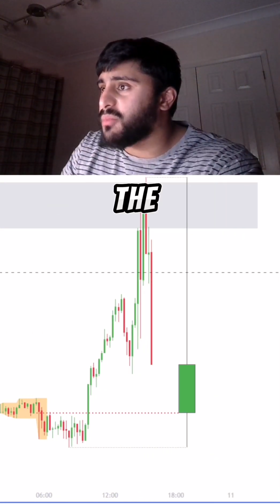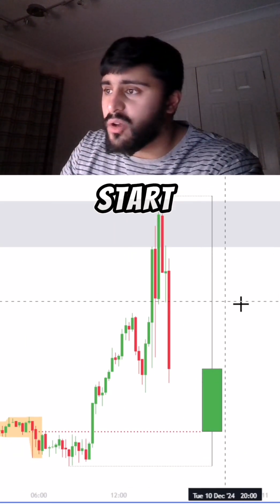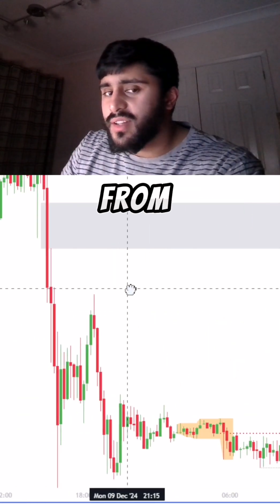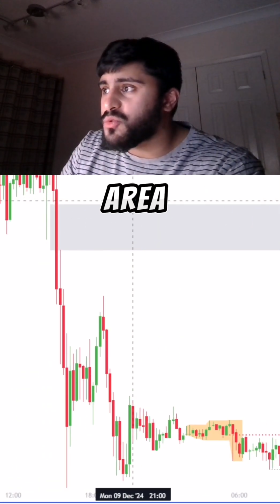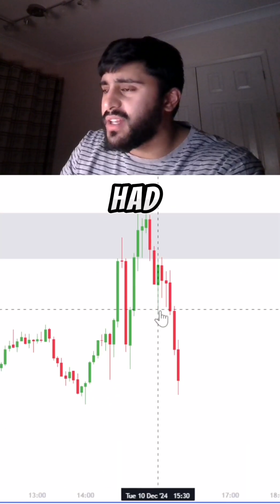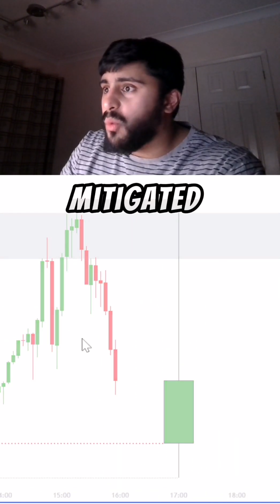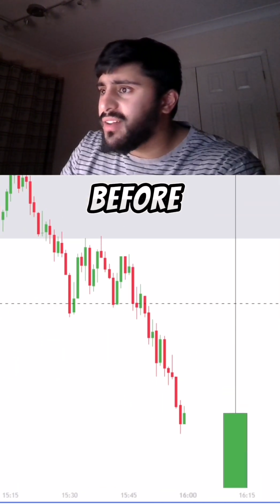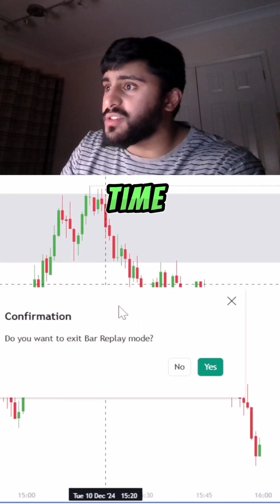So from here, as we can see, price comes into this area before distributing lower. This is not an accident, because if we look to the left, we had a previous day fair value gap, which was mitigated pretty much to the T before price headed lower. So if we head down to the 5-minute time frame, or even the 1-minute time frame, we can dissect how you could have gotten an entry from this particular position.